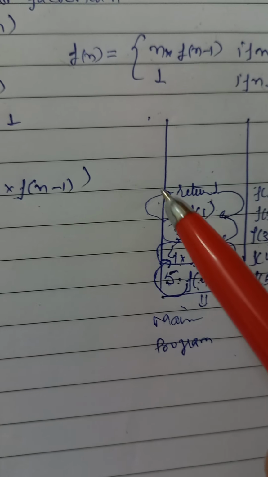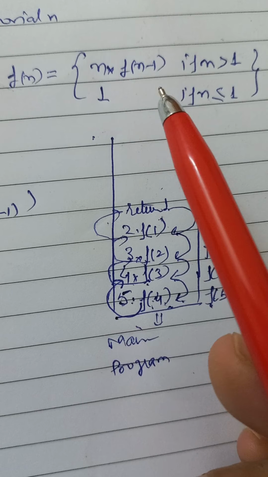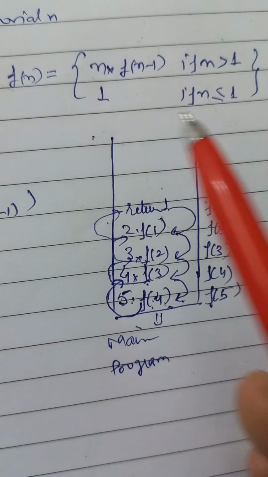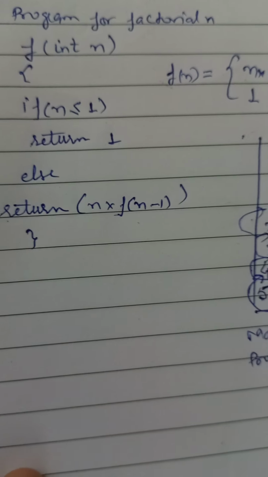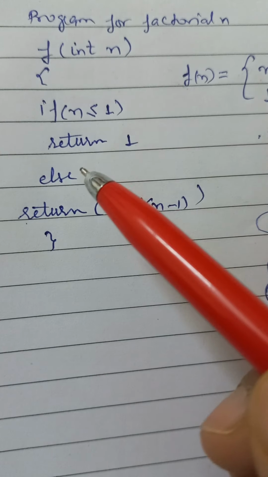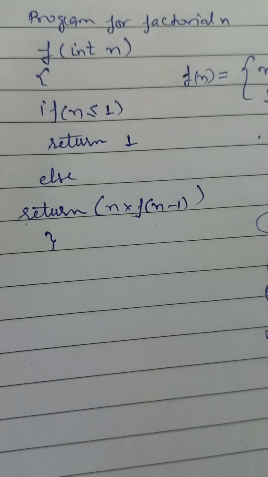So that's why we can write the recurrence relation like this: n into fn minus 1 if n is greater than 1, and 1 when n is less than equals to 1. So this is also the program for factorial n: function integer n, if n is less than equals to 1, then return 1, else return n into fn minus 1.